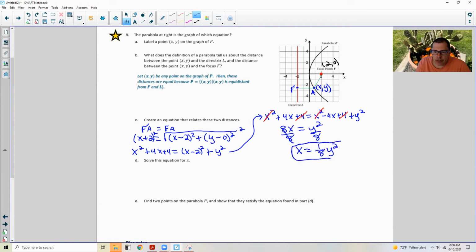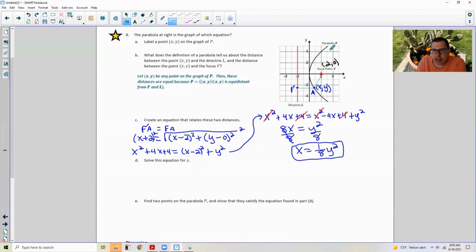So there is the equation solved for x. Okay, so here's the equation that relates the two, and then solving for x is what I did after. So part D, this is part C and D right here. E says to find 2 points on the parabola P and show that they satisfy the equations found in part D. So let me switch to purple.